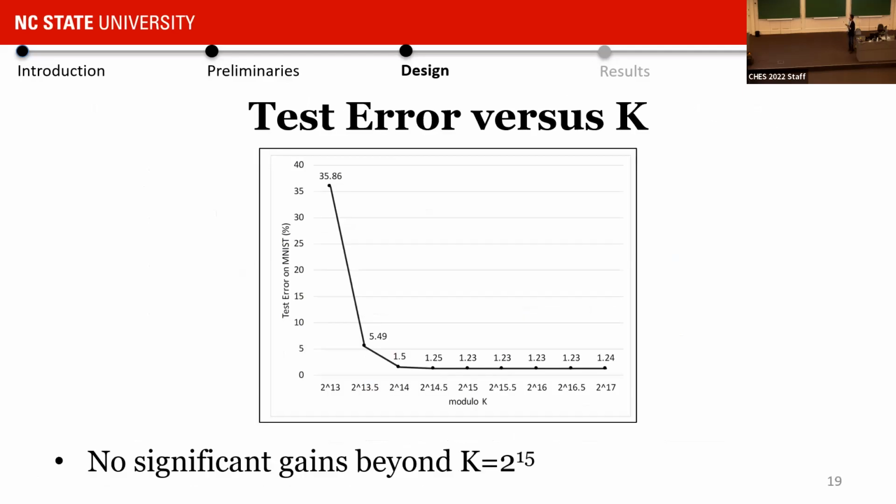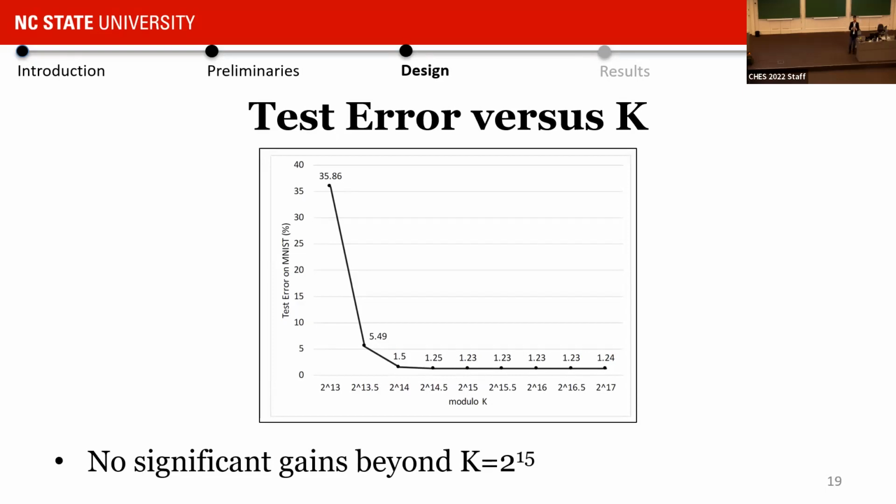And we also tried to see how the modulus varies to find a good modulus value for the specific data sets that we work on. And as you can see, around 2 to the power 15, it was not giving us any more returns. So we reached the point of diminishing returns after 2 to the power 15. We are restricting it only to powers of 2 because that's efficiently implementable on hardware.